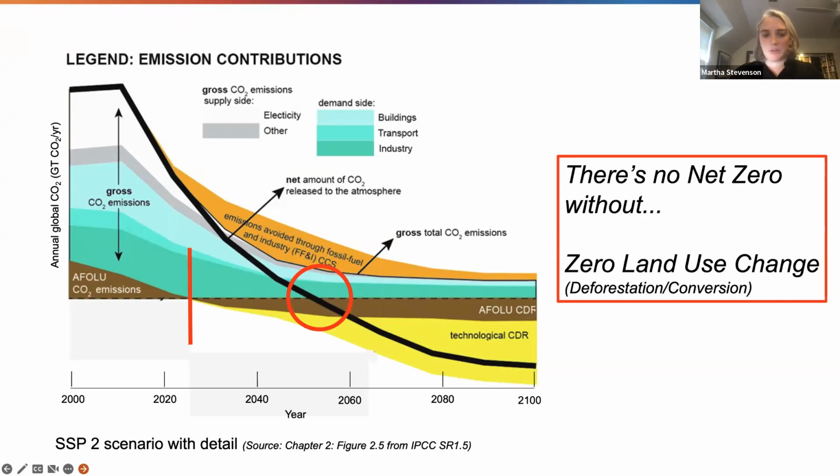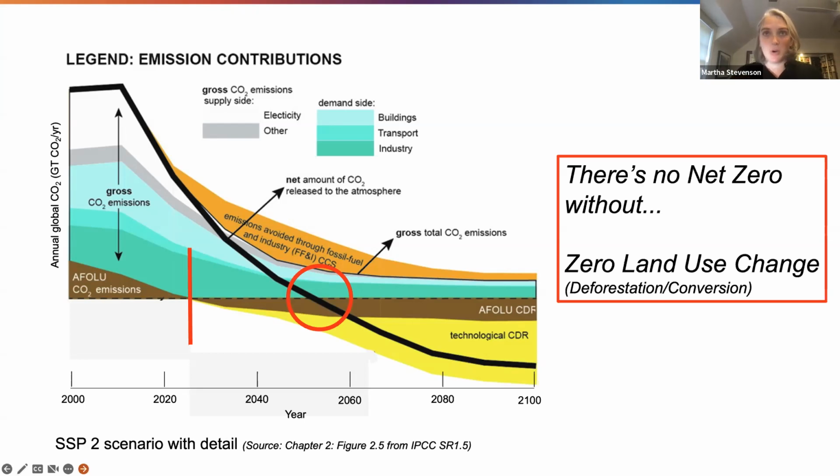Now, the brown wedge across the bottom represents CO2 emissions from the agriculture and forestry sector. And if you look at where the red line is, we can see that those emissions, in order to enable these pathways to 1.5, are the first to cross that line, and we need them to happen relatively quickly. So that red line is maybe 2025 or soon thereafter.